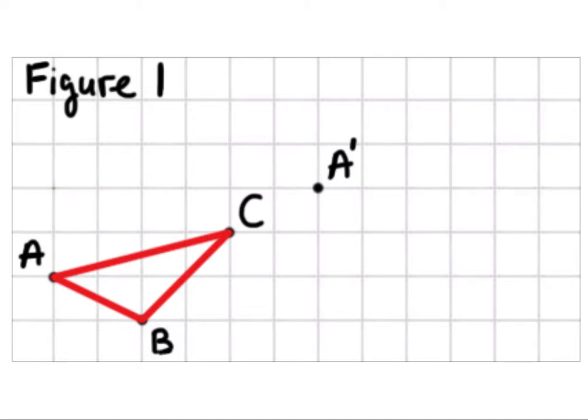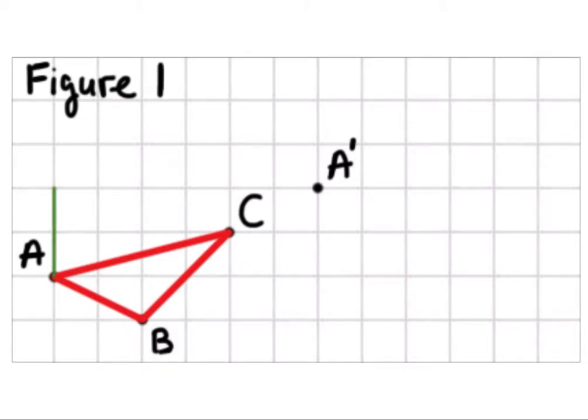All right, so this is figure 1, and figure 1 is the translation. They want you to move that triangle ABC from A to A prime. Again, the prime just means it's the corresponding point labeled the same, A, but they want you to know that it's the corresponding point to this triangle. So you're going to move this A to this A prime.